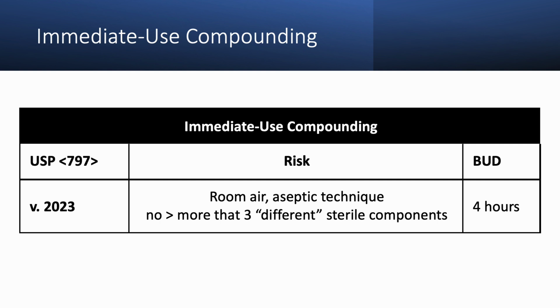We can't conclude our discussion on beyond use dating without talking about immediate use compounding. Immediate use compounding may receive a beyond use date of 4 hours. Immediate use compounding is a situation where we compound out of immediate urgent need for a patient. This is done in room air using aseptic technique. But you cannot use more than 3 different sterile components. As an example, if you needed a 150 milliequivalent sodium bicarb drip, this would consist of 1 bag of sterile water and 3 vials of sodium bicarbonate. This would be considered 2 different sterile components.